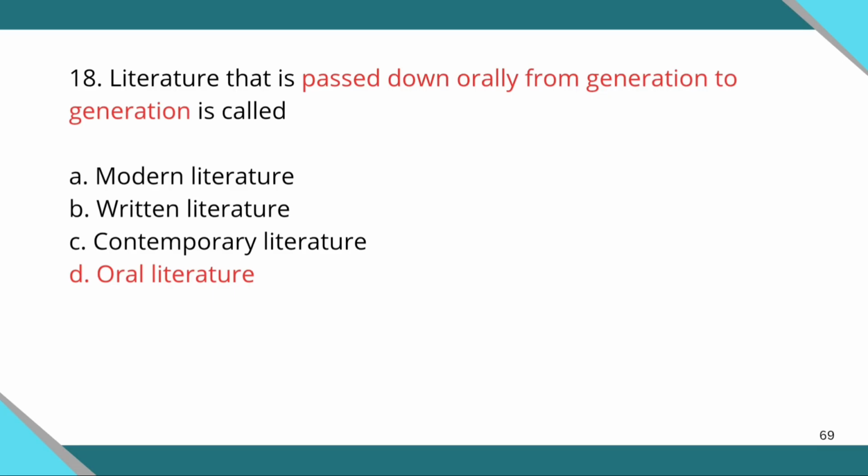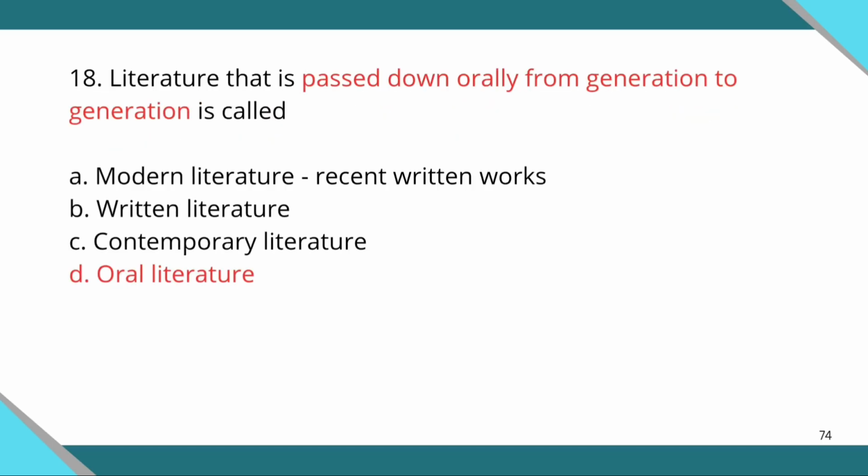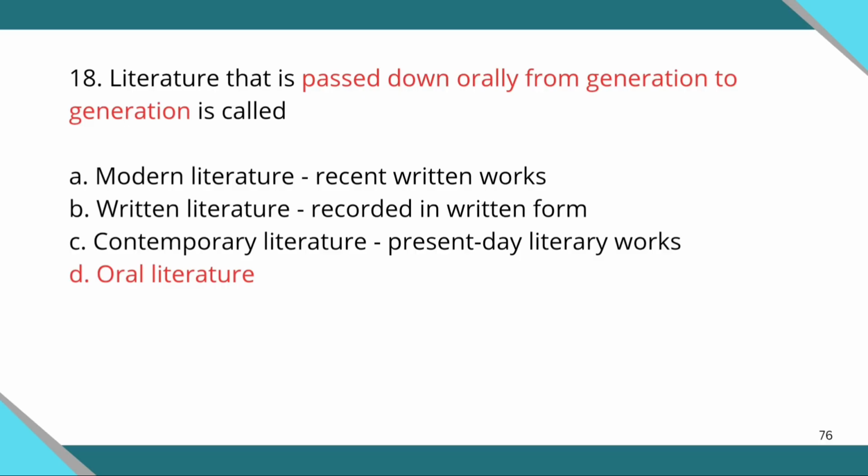The correct answer is letter D. Oral literature. It refers to literary works such as folk tales, legends, myths, epics, chants, riddles, and songs that are passed down by word of mouth from one generation to another. These works are preserved through storytelling, recitation, and performance, while modern literature refers to recent written works. The written literature is recorded in written form and the contemporary literature is present-day literary works.